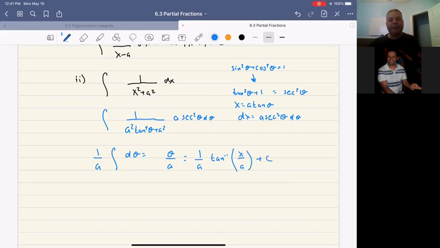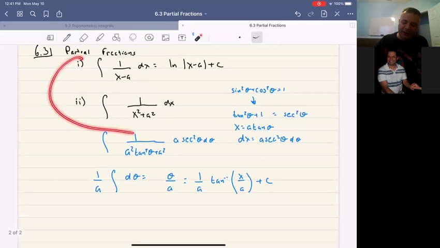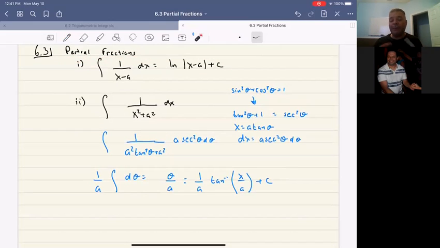Okay. Point is we know these two integrals. And what we're going to try to do is reduce more complicated integrals to basically these two integrals. So let's start.